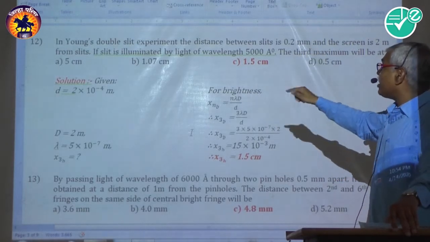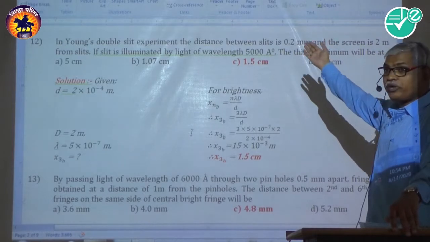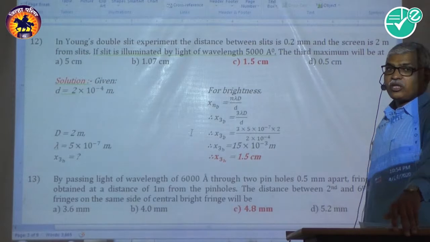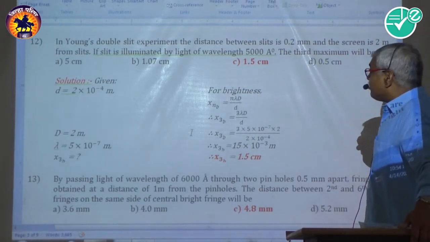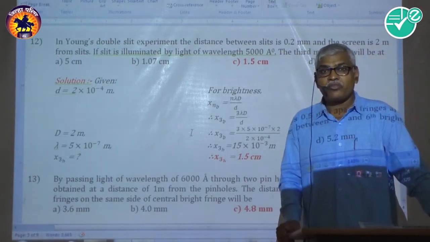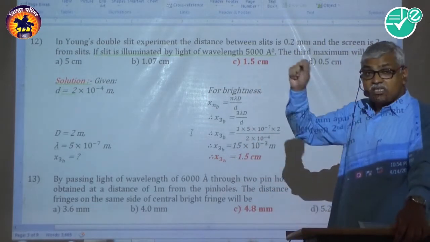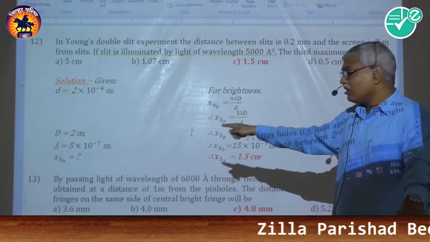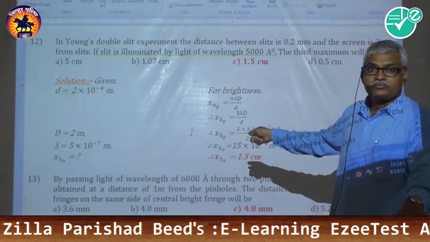If the slit is illuminated by light of wavelength 5000 angstrom unit, that is 5000 into 10 to the power minus 10 meter, that is 5 into 10 to the power minus 7 meter. Therefore, lambda is equal to 5 into 10 to the power minus 7 meter. The third maximum, maximum means bright point, will be at what distance? We have asked the distance of the third bright band. Therefore, x_3b is equal to question mark.